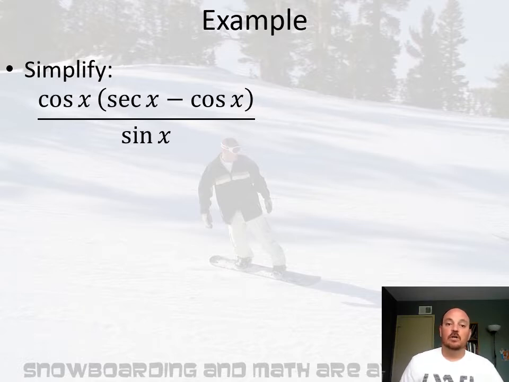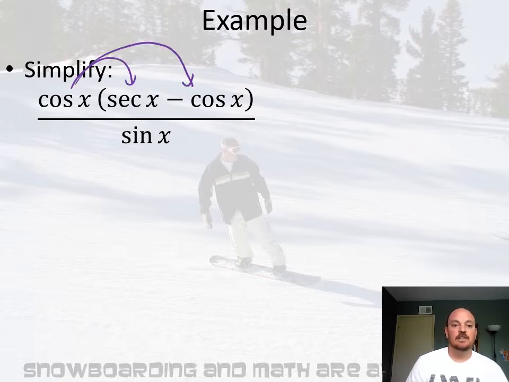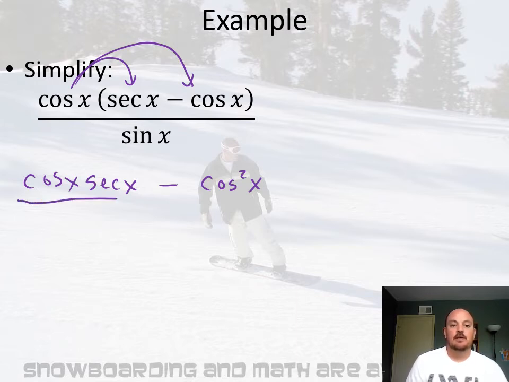This example is a little bit more complicated. We have cosine x times secant x minus cosine x, and then the whole thing is over sine x. So I'm looking at this and I see those parentheses and I say I want to get rid of those first. Probably the easiest way for me to do that would be use the distributive property. I'm going to take this cosine x and I'm going to multiply it here and here. So what I'll have is cosine x times secant x minus, now when you do cosine x times cosine x, you get cosine squared x. And that whole thing is still over sine x.